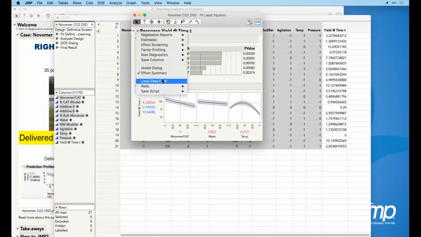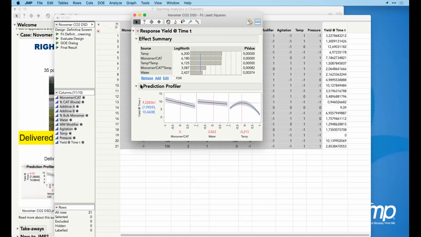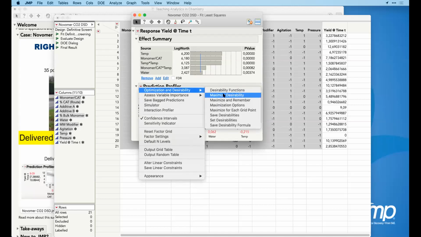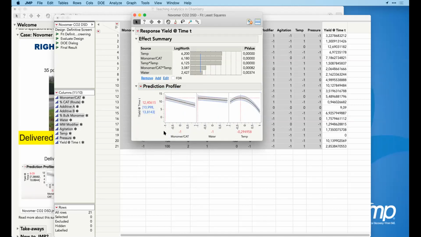And then it's an easy step on the profiler here to find the best settings. And the solution was to use low monomer CAT and a low water and this setting for temperature, getting to their solution to solve the problem.